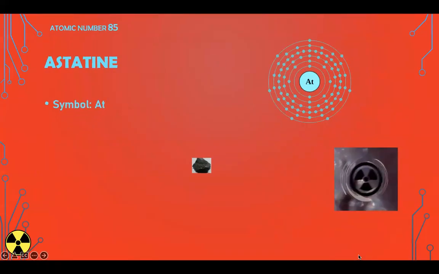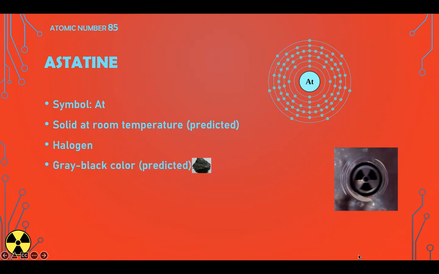Astatine. Astatine symbol is At. It's a solid at room temperature. At least that's predicted. Astatine is a halogen. It has a grayish black color. That's predicted. You know why? Because astatine not only is highly radioactive, which means it dissipates pretty quickly, but also astatine is the rarest element on Earth. Yeah, it's the rarest naturally occurring element. I also have an in-depth video about astatine, which you can feel free to check out after this video. Astatine is predicted to be a solid at room temperature because we haven't even seen it yet.